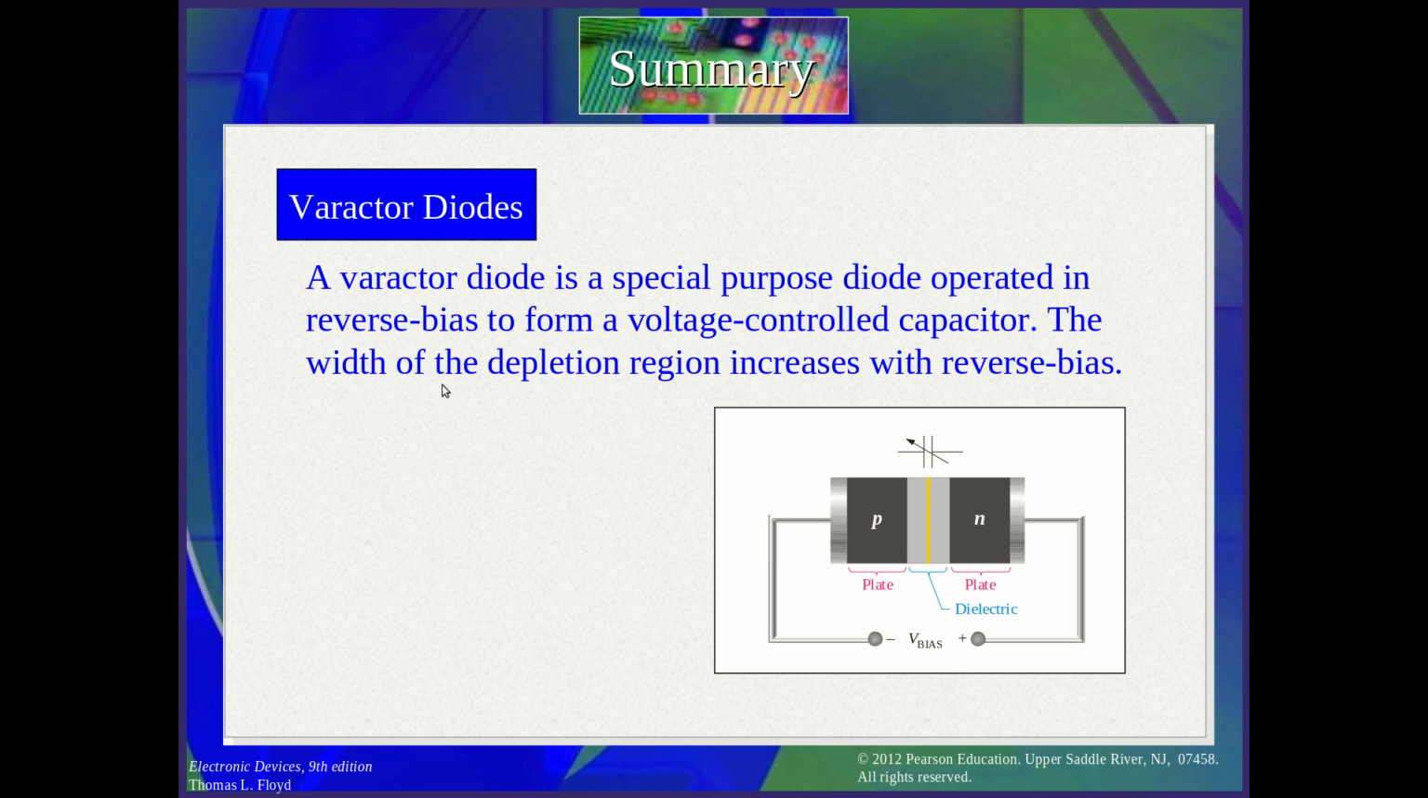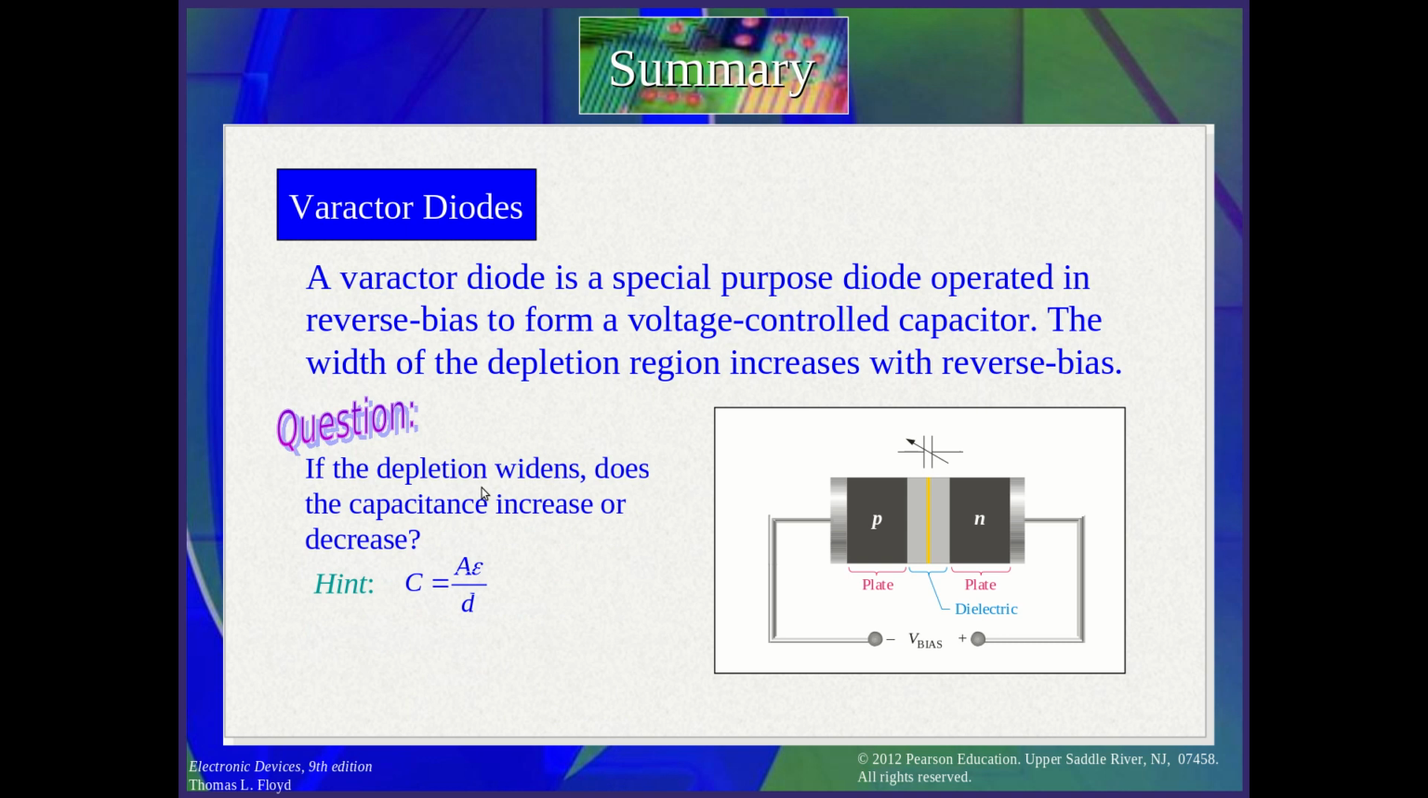The width of the depletion region, this is the depletion region here, increases with the reverse bias. So the question here: if the width of the depletion region widens in reverse bias, does the capacitance increase or decrease? As you see here, he gives you some hints. C is inversely proportional to d, the distance. So it decreases. The effect of the plate separation widening means the width increases, then the capacitance will decrease.